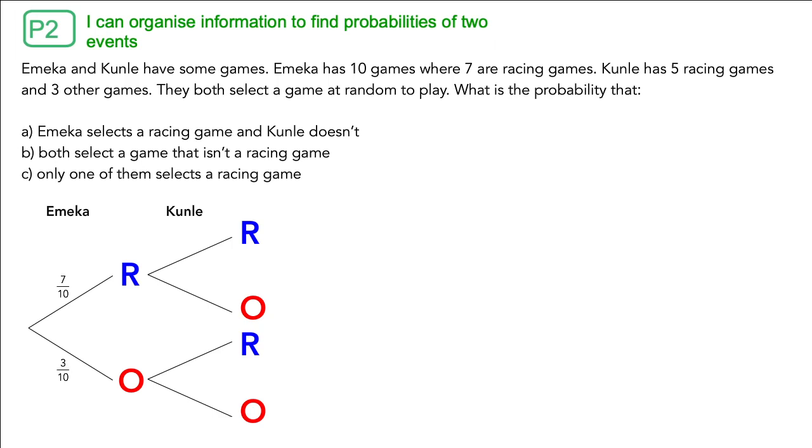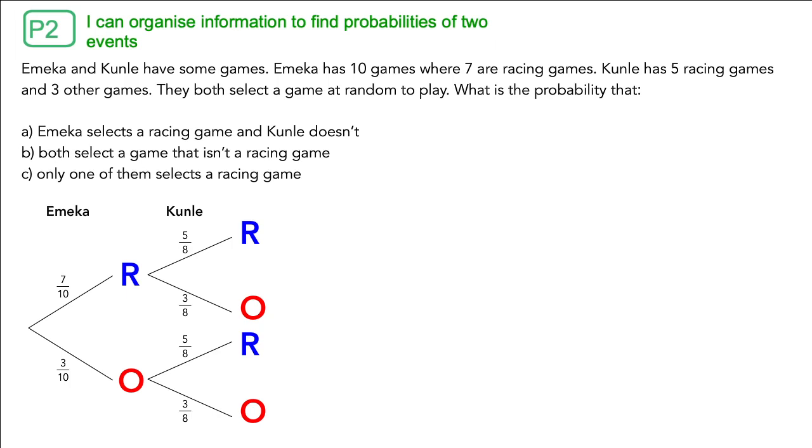The probability Kunle selects a racing game is 5 out of the total number of games he has, which is 5 plus 3, which equals 8. So, therefore, the probability is 5 out of 8. Therefore, the probability of not selecting a racing game would be 3 out of 8. Adding both still gives a whole. Now our tree diagram is set up, we can answer the questions.